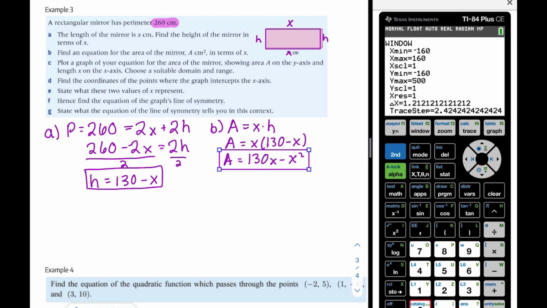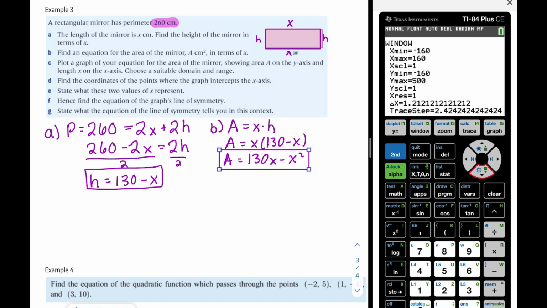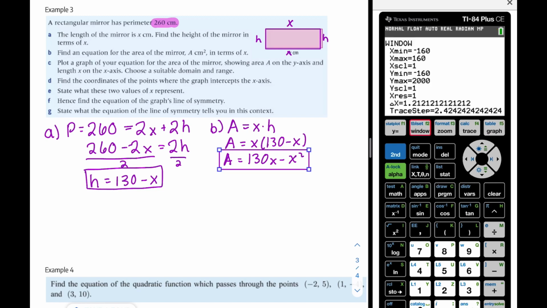Let's make this 500, a lot bigger, and see what we have. Still not enough, so I'm going to change this y maximum. I'm trying to see what the maximum point is. Okay, we're getting closer. 2,000 was not enough, so let's try 5,000 instead. Oops, not 5, but 5,000.